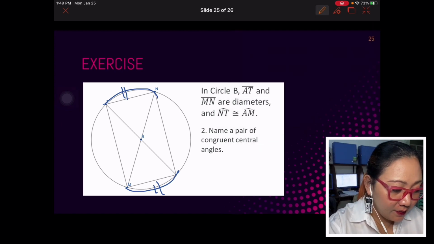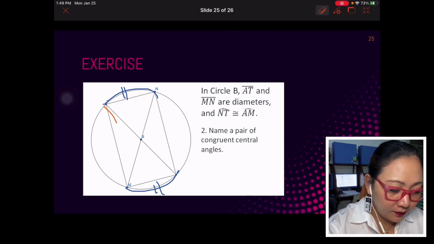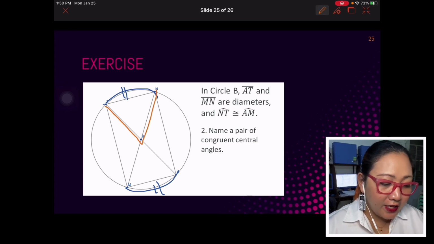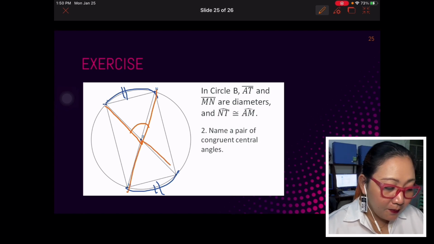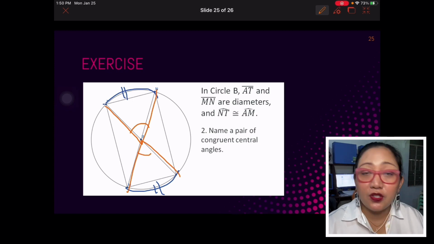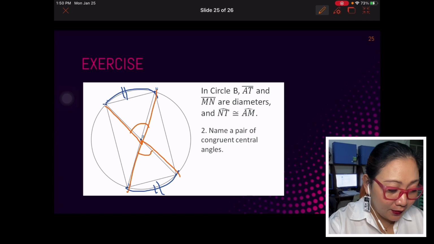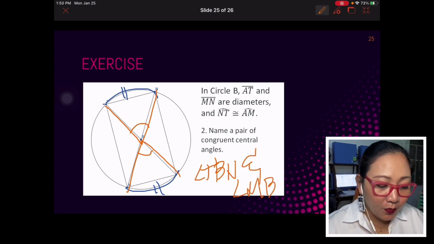So, ano-ano po ba yun? We have angle TBN. Yan po yung nag-intercept sa arc NT. At saka, angle MBA. Ang nag-intercept naman sa arc AM. So, yan po yung isasagot natin. So, we have angle TBN at saka si angle MBA. So, yan po ang ating pair of congruent central angles.